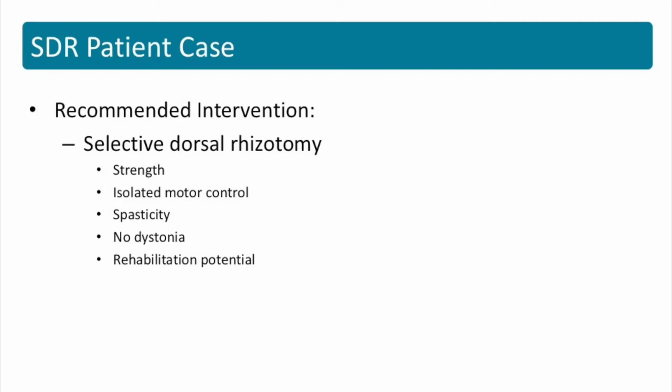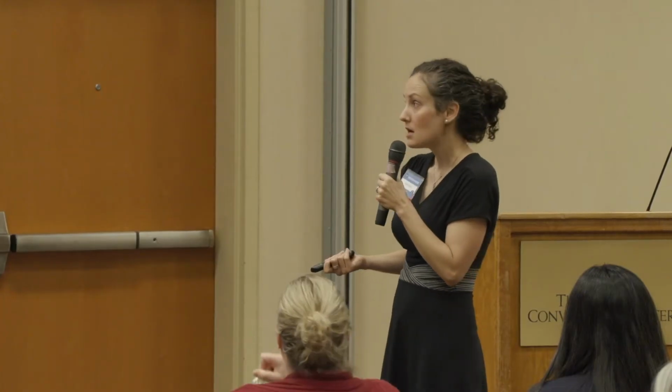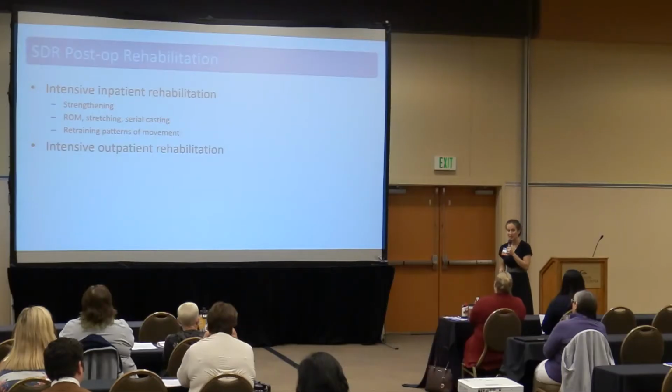He had intensive inpatient rehab post-operatively, and across the country there's a lot of practice variation after selective dorsal rhizotomy, from no rehab to 3 months of inpatient rehab. Ours is somewhere in the middle, where we do about 3 to 4 weeks of inpatient rehab, followed by pretty intensive outpatient therapies for the next year.